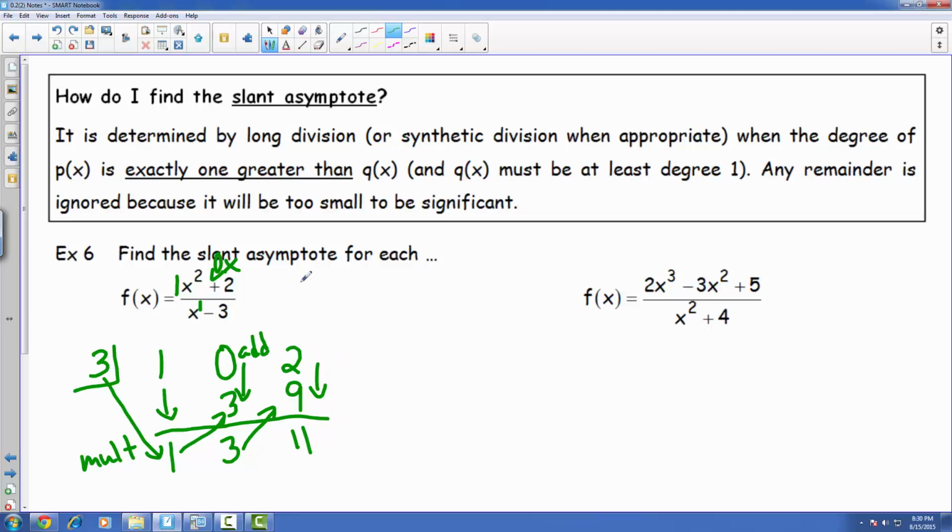Now the reason why synthetic division actually works here is because we have at least a degree of 1 on the bottom, and the degree on top is only 1 larger than the one on the bottom. Now we've done our synthetic division, and we have a bunch of numbers here.